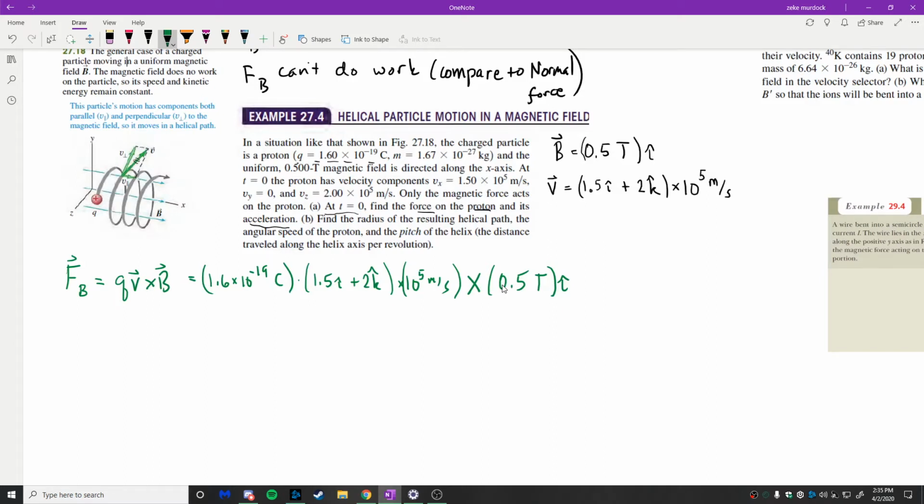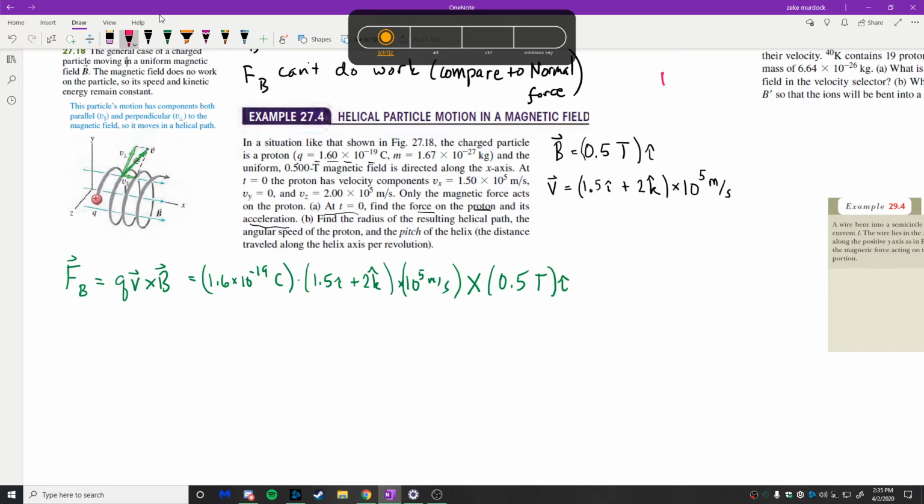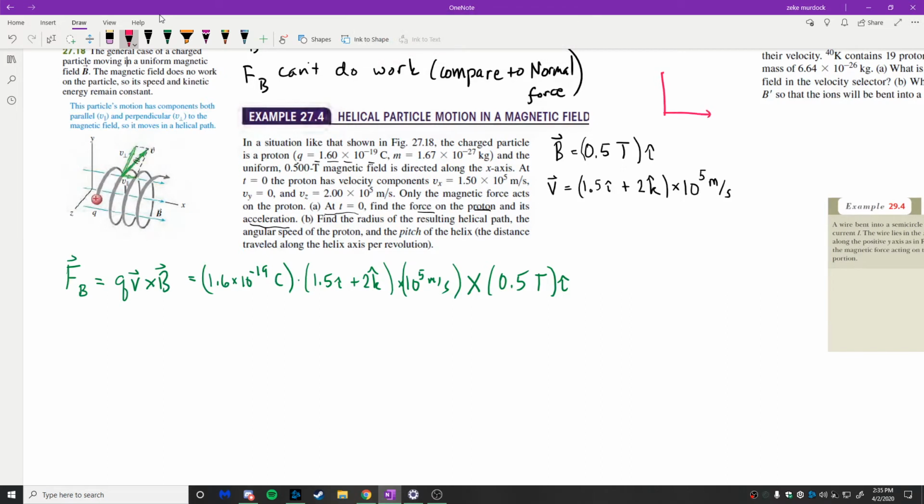So this is where we have to remember some things about cross products, if you're a little bit rusty on this. I'm going to remind you that if I have a coordinate system, and this is x, this is y, and this is z, then I have unit vectors that point along those axes. This is what we call the i hat vector. It points in the x direction. And this is the j hat vector, which points in the y direction.